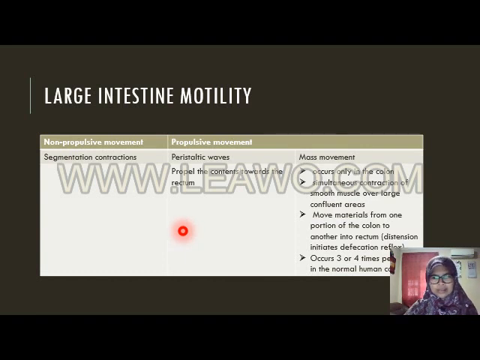So we need a mechanism to move the food along the colon. We have segmentation contractions and peristaltic waves, and on top of this, the main mechanism of motility in the large intestine is mass movement. This only occurs in the colon, a simultaneous contraction of smooth muscles over a large confluent area, and it moves materials from one portion of the colon to another down to the rectum. Distension initiates the defecation reflex. Distension of the rectum indicates that the feces need to be defecated, and it occurs 3 to 4 times per day in a normal human being.